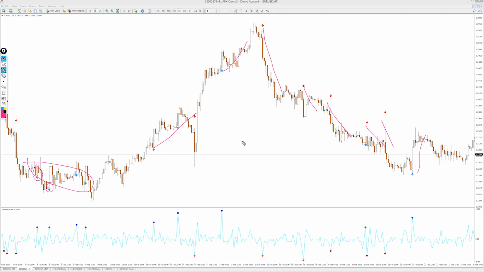So yes, this is how to use a volatility indicator to trade the volatility expansion strategy.